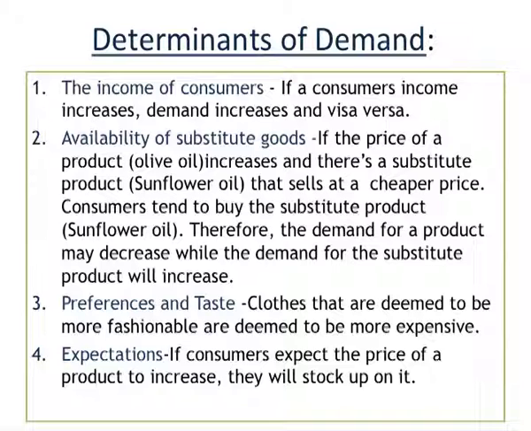The availability of substitute goods. If the price of a product, for example olive oil, increases and there's another substitute, sunflower oil, that sells at a cheaper price, consumers tend to substitute the olive oil for sunflower. Therefore, the demand for a product may decrease when the demand for the substitute product increases.